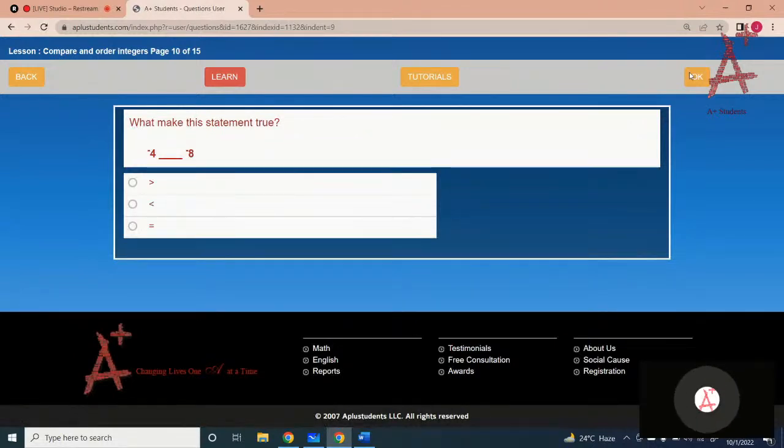Okay, which sign makes the statement true? Negative 4 is less than negative 8 or greater than negative 8? When you look at the distance of both the numbers from 0, negative 8 is farther than negative 4. That means negative 8 is smaller than negative 4. Got it? But here you have negative 4 written first. So negative 4 is greater than negative 8. Got it?